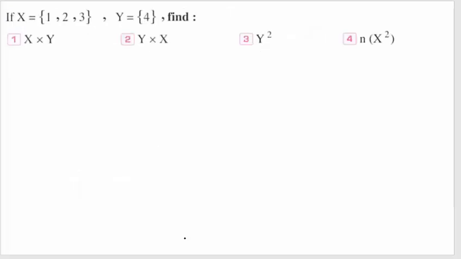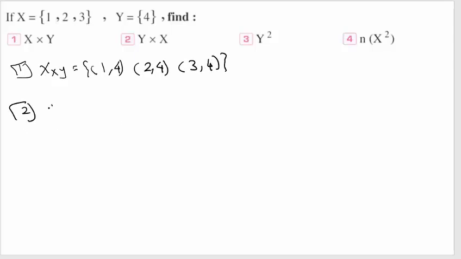Next example. X equals 1 and 2 and 3, y equals 4. Find x product y. Let's answer. I will take each element from x to put it with each element in y. So it will be 1 once with 4, it's just 4. 2 with 4, 3 with 4.